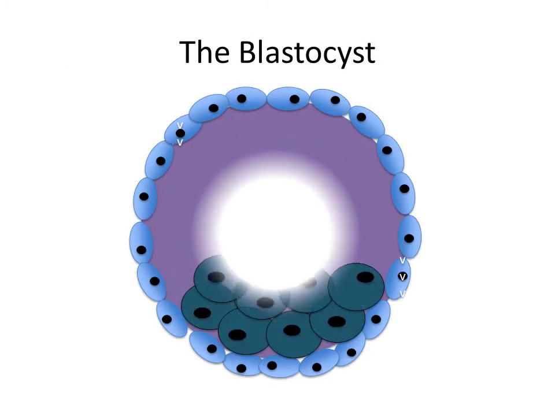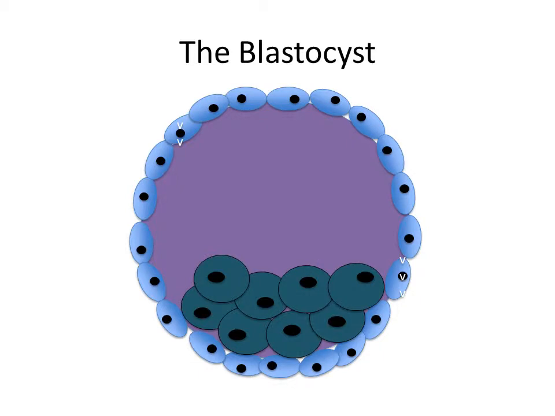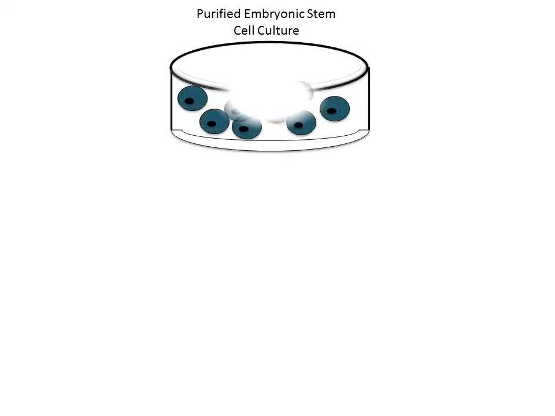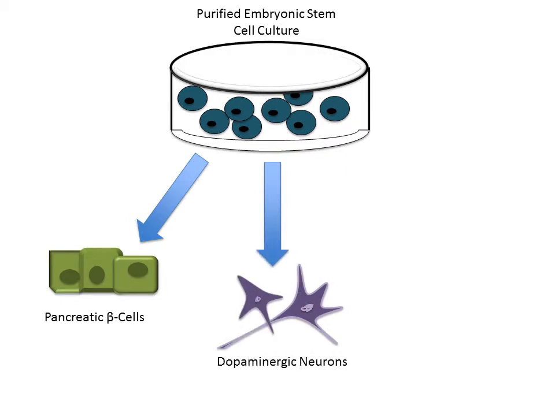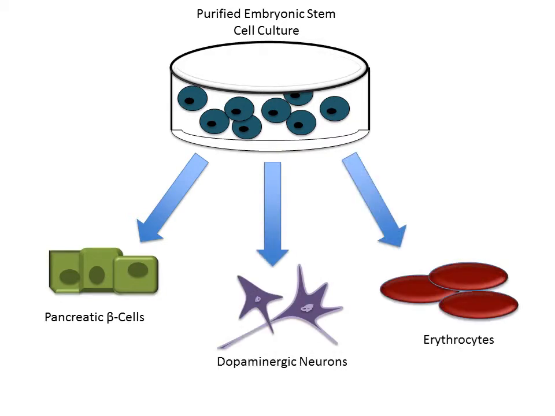The blastocyst consists of two cell layers, the inner cell mass and the trophoblast. The inner cell mass contains cells that are destined to form the embryo, while the trophoblast contains cells that will form extraembryonic tissues such as the placenta. Embryonic stem cells possess the potential to differentiate into every cell of the organism, with the exception of extraembryonic tissues.